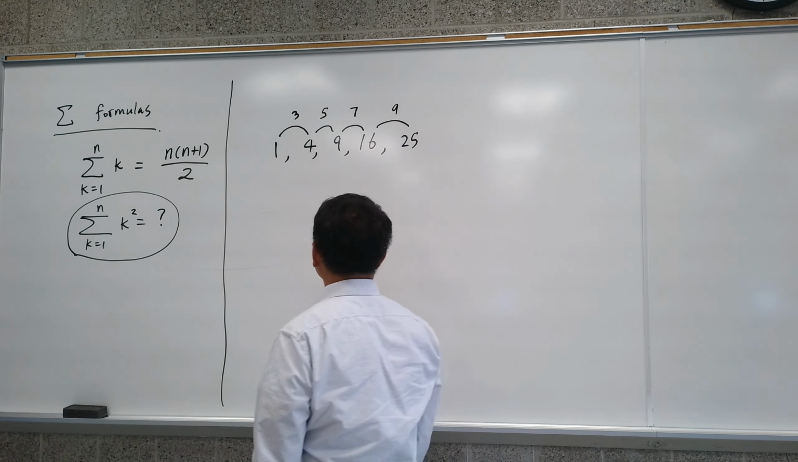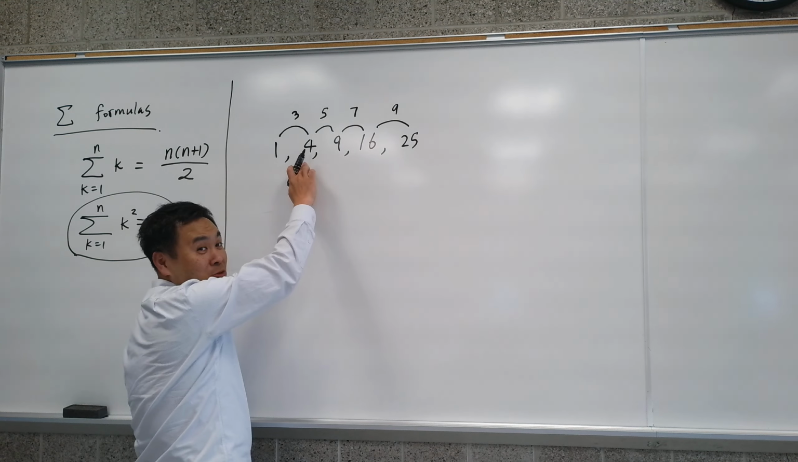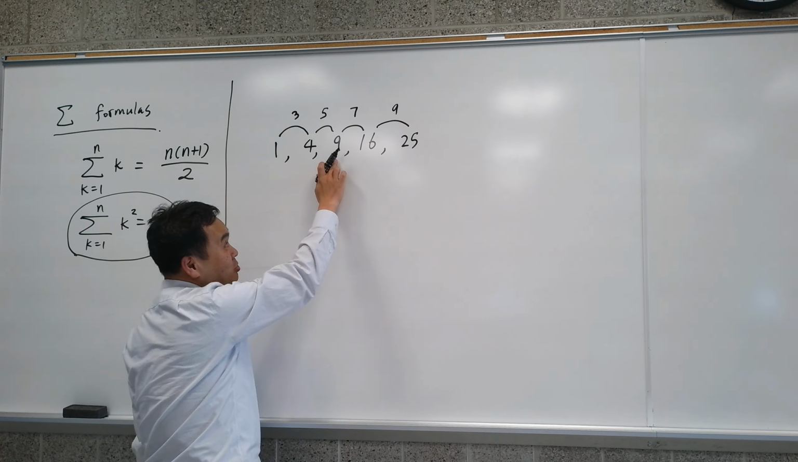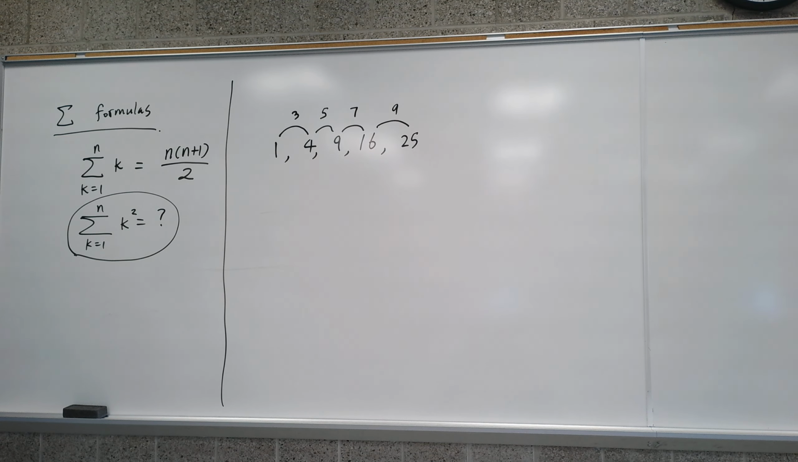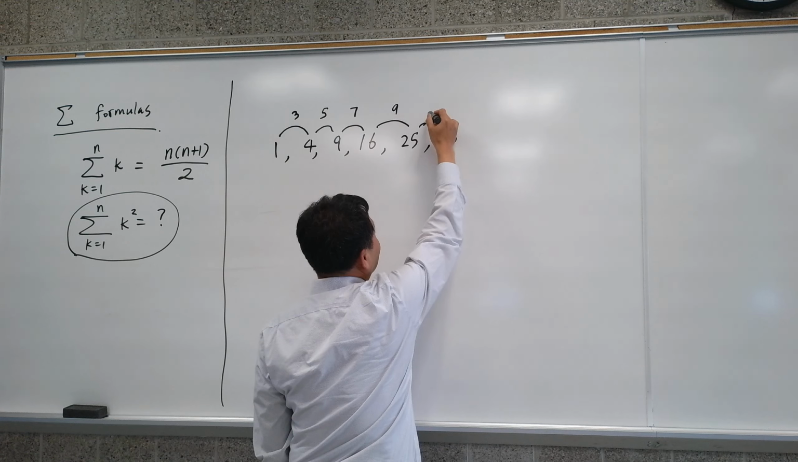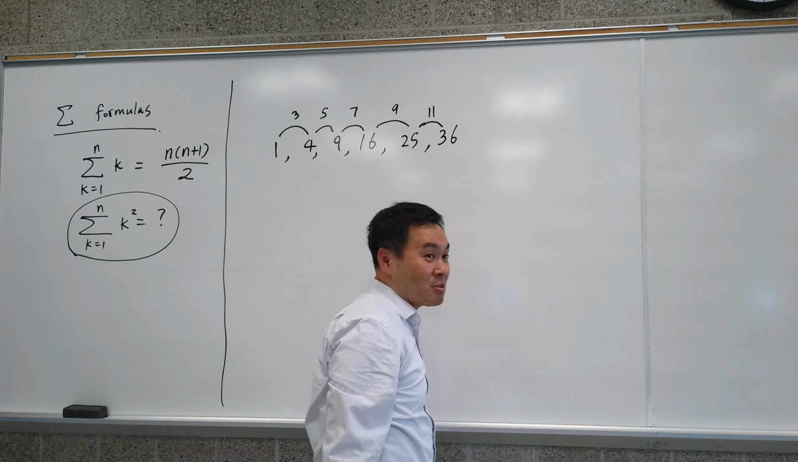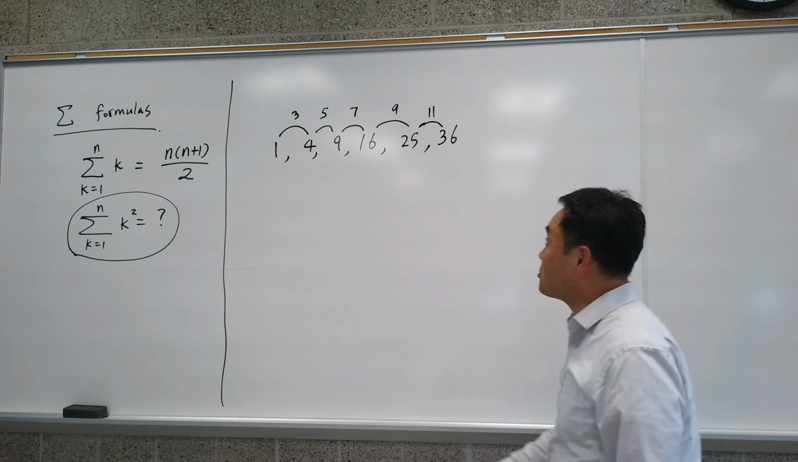Another way to do this is to say 1 is 1 squared, 4 is 2 squared, 9 is 3 squared. These are all square numbers, right? Yeah. Okay. Did you notice that? Yeah. So the next square number is 5 squared, which is 25. But if you look at the difference between the next one and the one before, you see that the differences are increasing, yeah? And it's all odd, right?